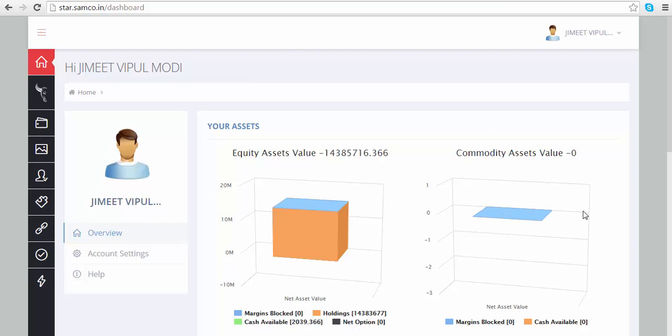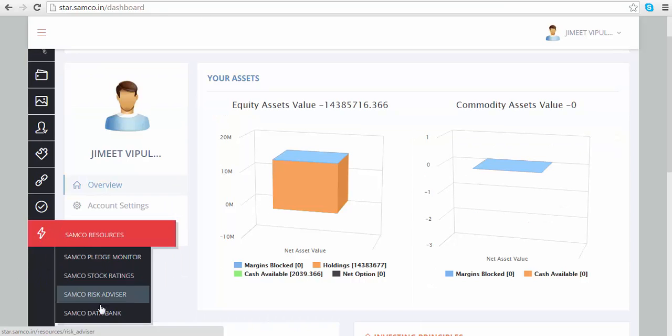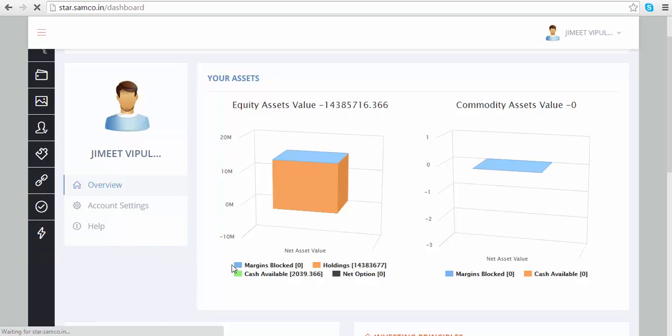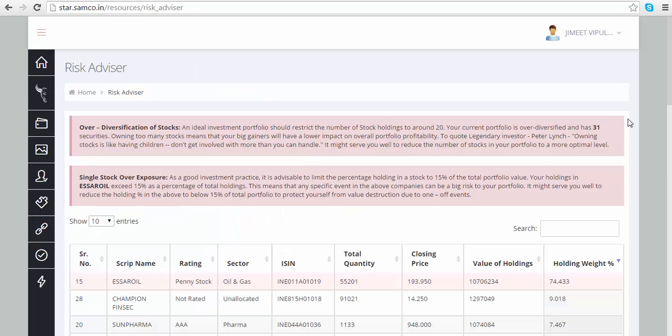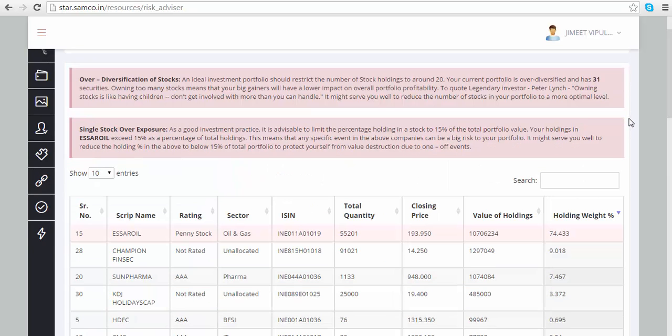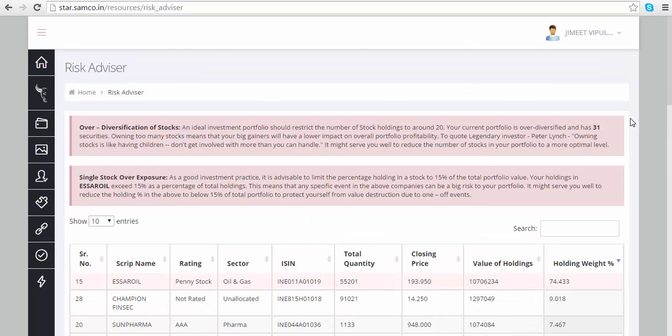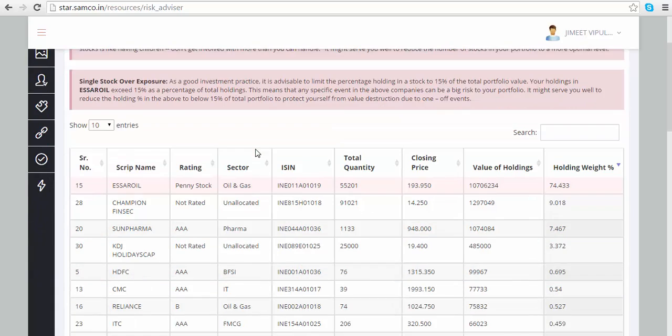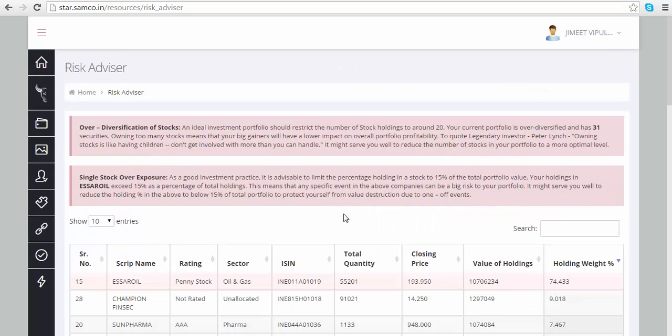In order to access the Samco Risk Advisor, go to the Samco Resources and Samco Risk Advisor option in your Samco Star back office. On clicking the same, you shall be able to see your holdings and your portfolio. Along with your portfolio, you will be able to see certain red flags that may be raised based on the composition of your portfolio.